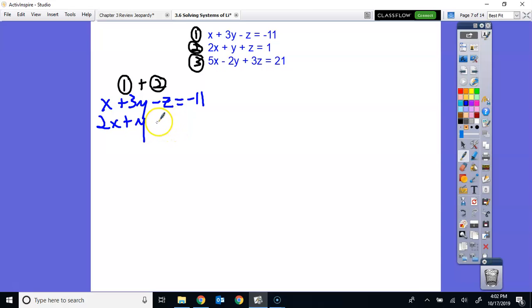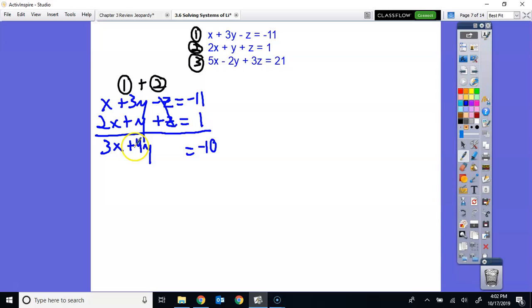So what we're looking for when we are dealing with a system of three variables is to try to get rid of one of the variables. So we cancel out the z here in this one. x and 2x is 3x. 3y and 1y is 4y. And then negative 11 and 1 is negative 10.